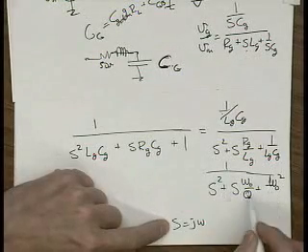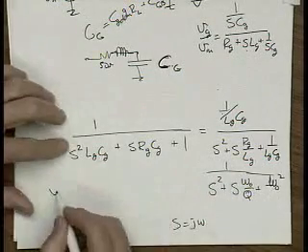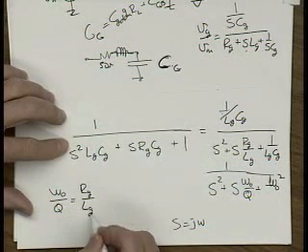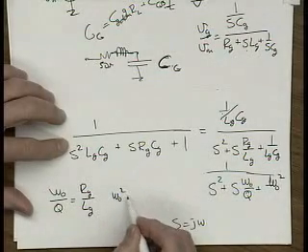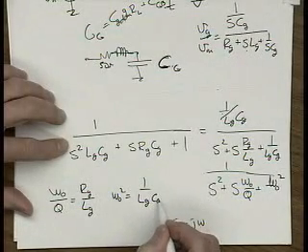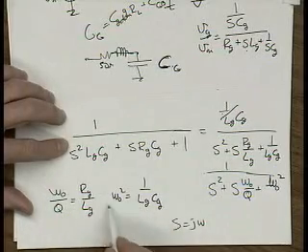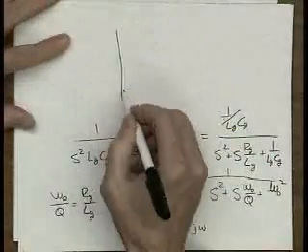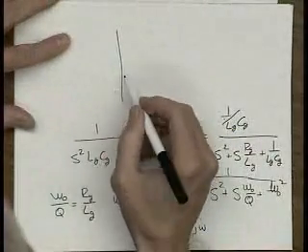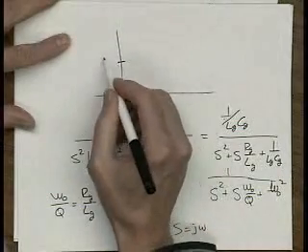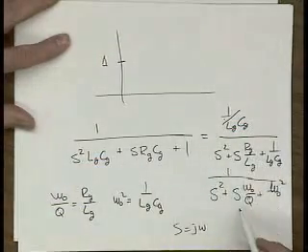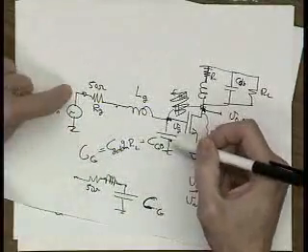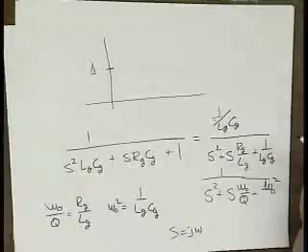Now, if you look at this form here, you can see that omega naught over Q is equal to RG over LG, and omega naught squared is equal to 1 over LG CG. And what is this omega naught and Q and all this sort of stuff? You plot that. So plotting this, it looks like this. At DC, the gain's 1 for this circuit. And that makes sense. At DC, what happens? The capacitor opens circuits, so all this voltage shows up right there. So it makes sense, gain of 1.